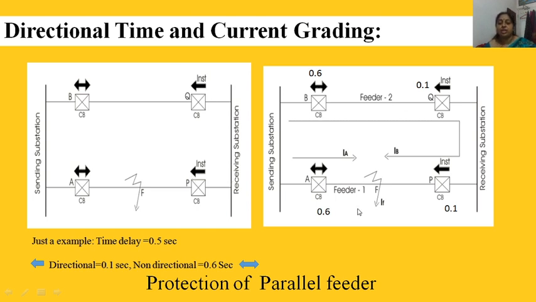Now we'll see time grading. We'll consider a fault at feeder 1, that is F. If a fault occurs at F, it is fed from IA as well as IB. So at the other end, which is an instantaneous overcurrent directional relay, it has a minimum time setting, while we have a time delay, which, just for understanding purposes, we are taking as one example, a time delay of 0.5 second. Definitely this will be 0.6. Now this is located at the same bus voltage, so this will be 0.1, this will be 0.6.